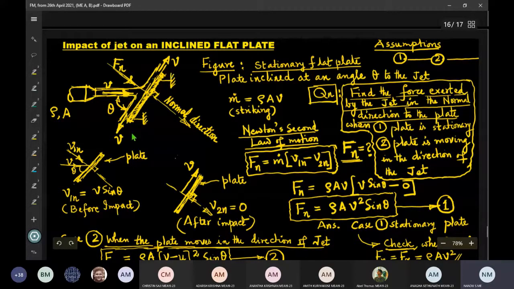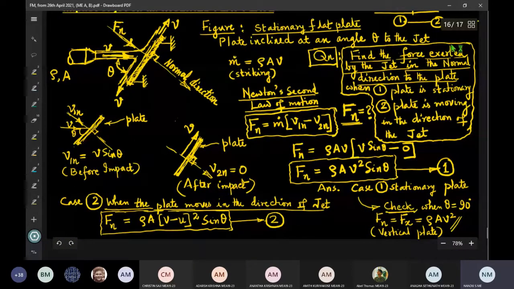But in this case, the flat plate is inclined, not at 90 degrees, but at an acute angle. Say this is it. What is the angle between the jet and the plate? Here, this is the jet and this is the plate. The jet issued from a nozzle is still horizontal, but it strikes the plate, which is kept at an inclined position, inclined at an angle theta to the horizontal. So the plate is inclined at an angle theta to the jet.